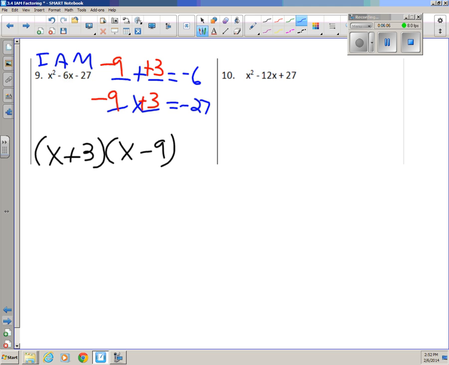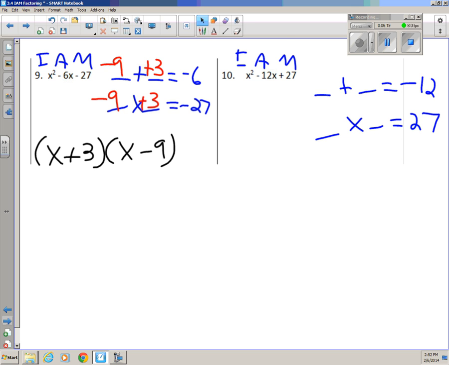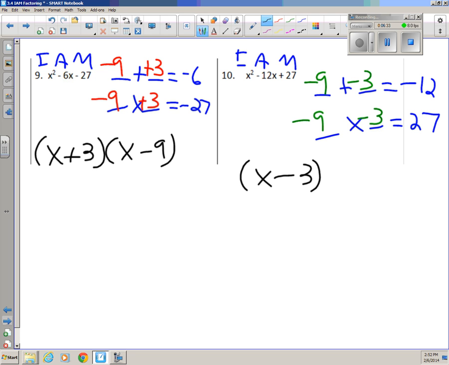Next problem looks similar. We're ending with that 27 to multiply to, but it's positive. And now what's happening is we're adding to a negative 12. So we're finding two numbers that multiply to positive 27, but add to negative 12. Signs are both the same, but now they're both going to be negative. And what happens here, it's a negative 9 and a negative 3. There's your sum of negative 12. There's your product of positive 27. And your answer now becomes x minus 3, x minus 9.